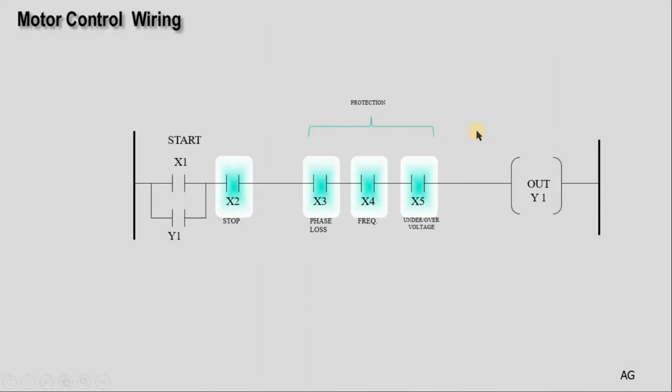So I hope now you have an idea of how to program ladder logic. But just to continue and make the picture complete for you, if you would like to do any motor control, you need to add all your protection in series with the stop push button, same as in wiring. So any one of them will open, let's say phase loss, frequency, under voltage or over voltage, and any one of them will release the latching Y1.